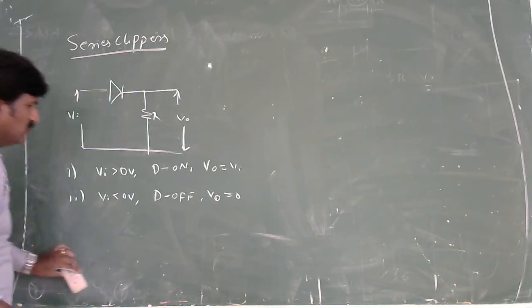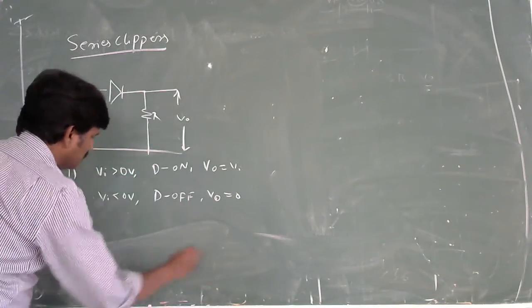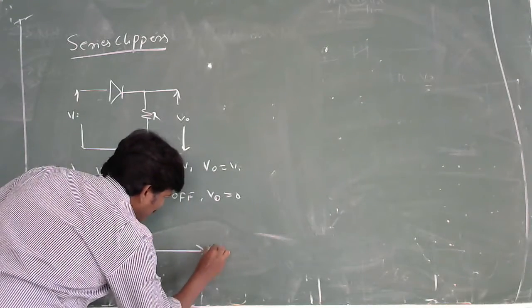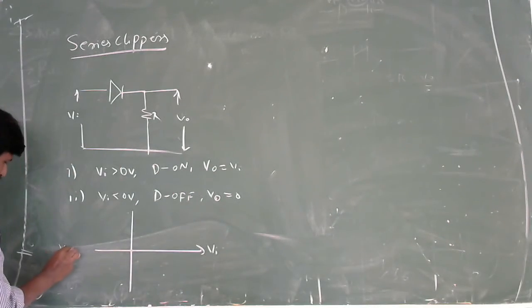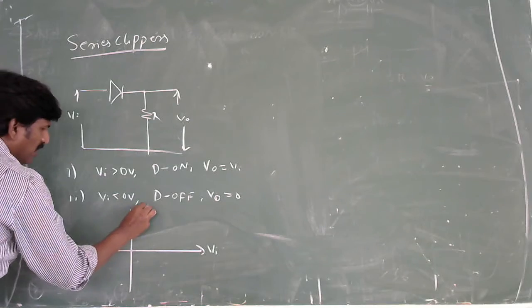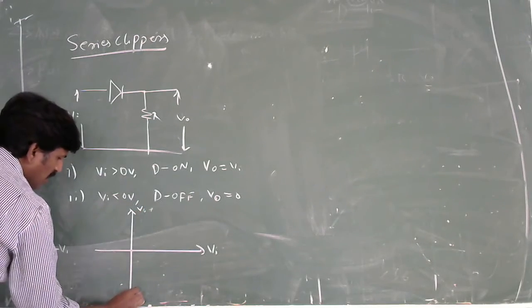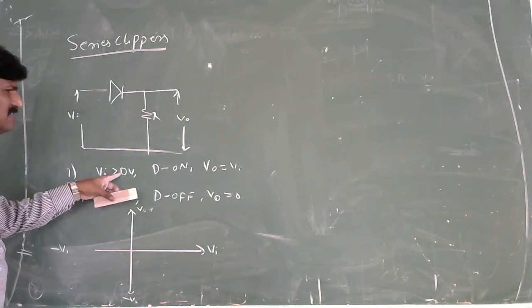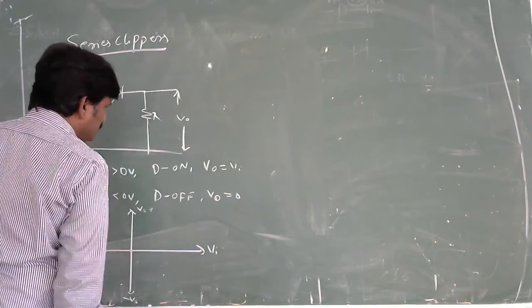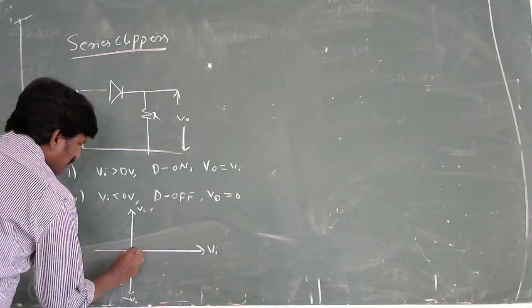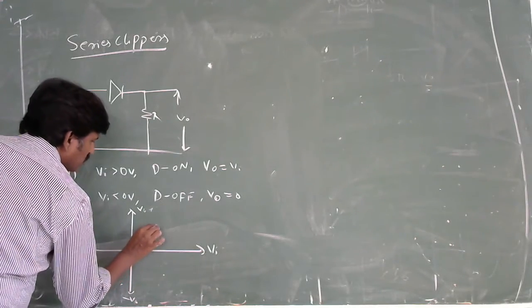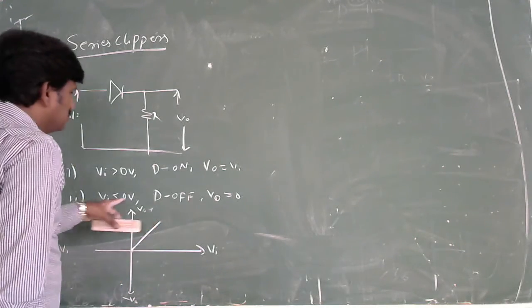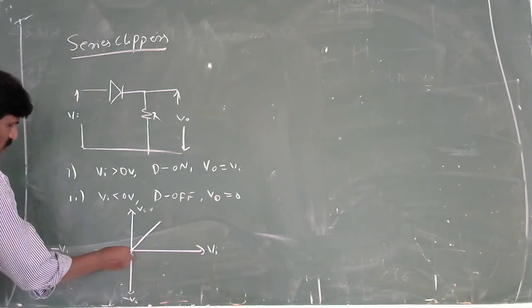Then we have to draw the transfer characteristics of this circuit. We take Vi positive and Vi negative, and V naught positive and negative V naught. You have to understand that when Vi is greater than 0 volts, the output is equal to the input. Let me consider Vi is greater than 0, output is equal to input, and Vi is less than 0 volts, output is equal to 0 volts.